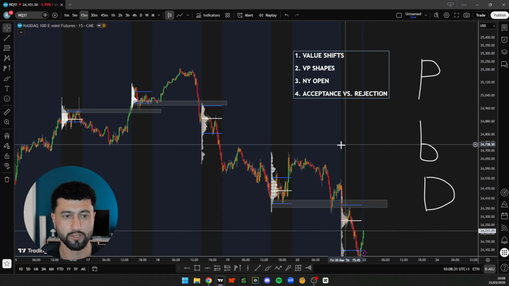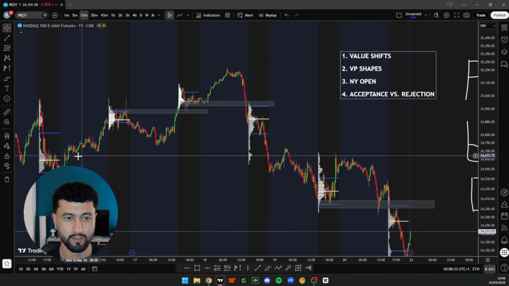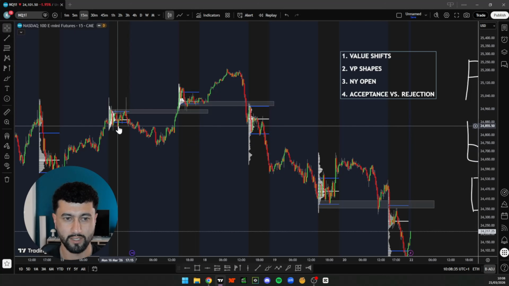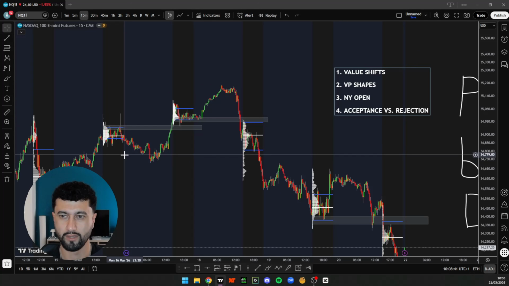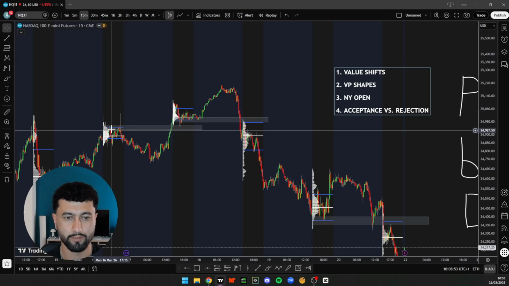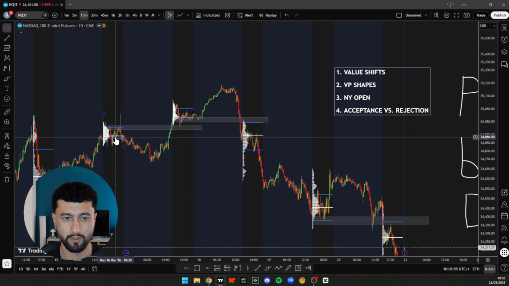We already have some trade examples right here. You can see how the value has shifted upwards in this session. So first of all, we already know that the value shift is more bullish. This volume profile shape is more of a B shape, which means pressure is to the downside. So this gives a little bit of mixed signals. But I would say that the value shift is still more important than the volume profile shape.